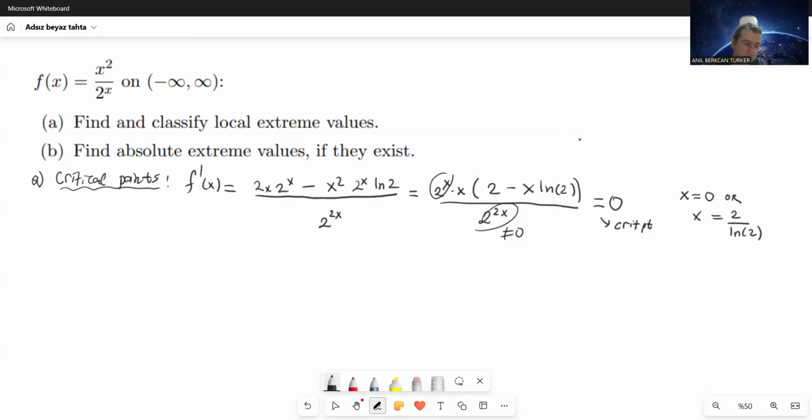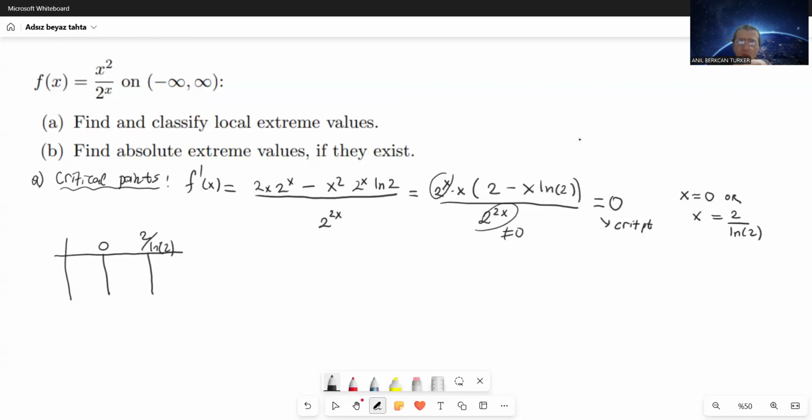Whatever happens, they should be a local maximum, a local minimum, or neither. So let us understand whether they are local max or min. We can do this by taking the second derivative or making a table. Let us make a table. So let me put 0 here and 2 over ln 2 here.